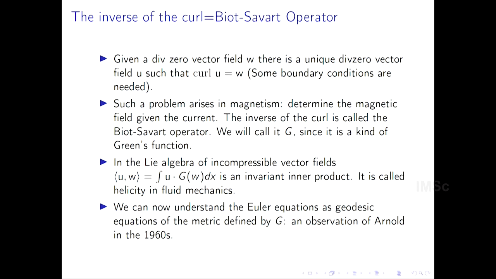The same problem appears in magnetism. Given a current, you have a magnetic field. The differential equation, the curl of the current is the magnetic field, is the Biot-Savart equation, and the solution involves this integral formula. So the operator G, what I'm calling G, which defines the metric in the Lie algebra, is the Biot-Savart operator. And quite a lot is known about it over the years. This problem arises in many places.